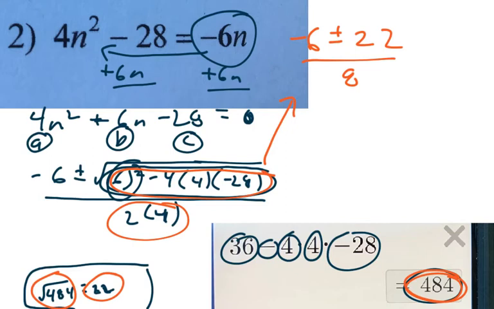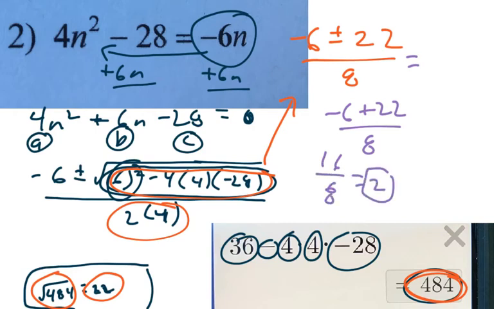So we're ready to finish it up. I'm going to end up getting negative 6 plus 22 over 8. That's 16 over 8, which is 2. I'm also going to do negative 6 minus 22 over 8. That's negative 28 over 8.